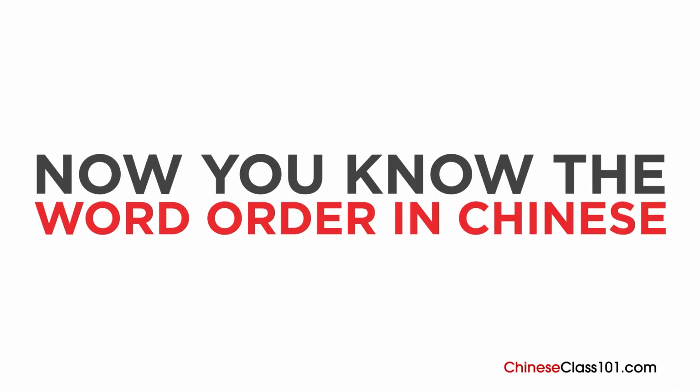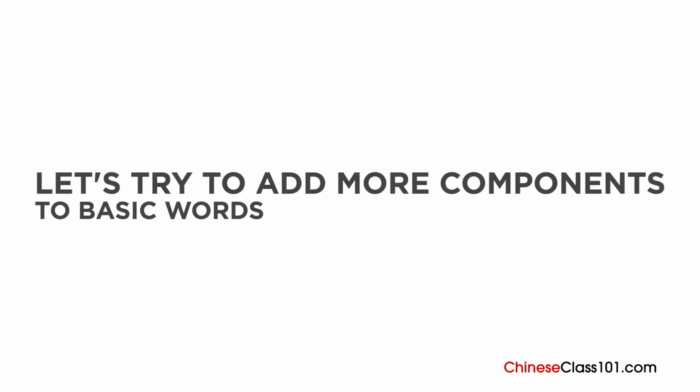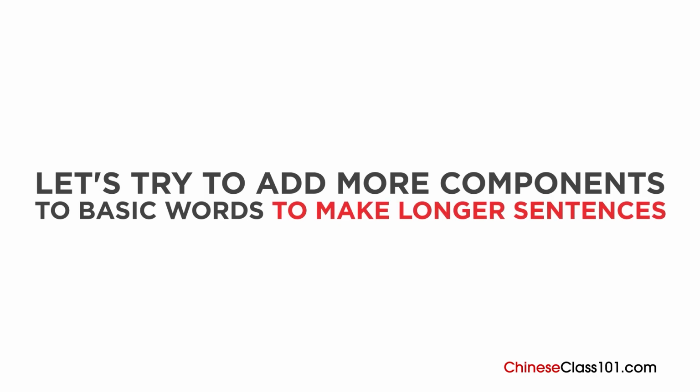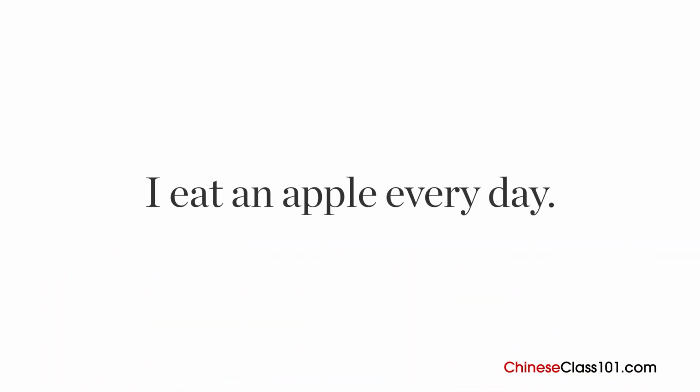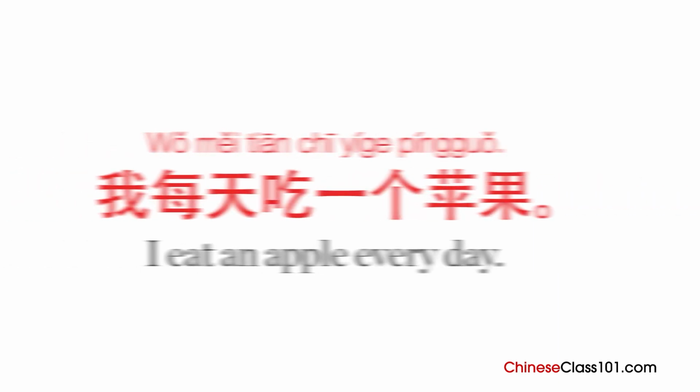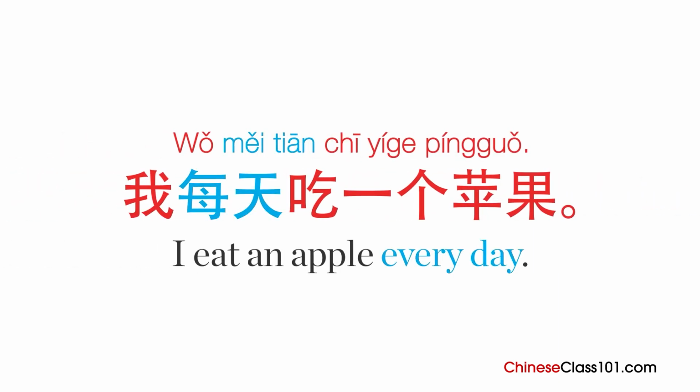Now you know the word order in Chinese. Let's try to add more components to basic words to make longer sentences. Adding a time phrase in Chinese sentences is a little different than in English. In English, we put the when phrase in the last part of the sentence. For example, I eat an apple every day. In Chinese, we put the time phrase after the subject. So we need to put every day after I.